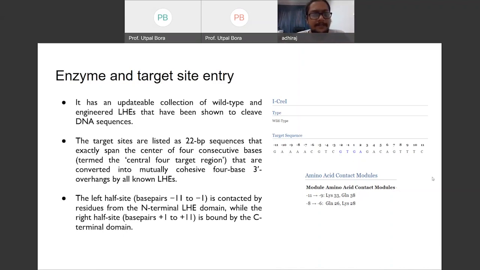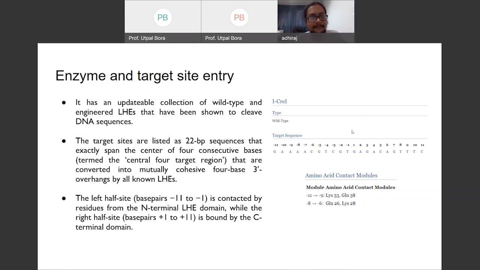It has an updatable collection of wild type and engineered LHEs that have been shown to cleave DNA sequences. The target sites are listed as 22 base pair sequences that exactly span the center of 4 consecutive bases. As I said, these 4 consecutive bases are converted into 4-base 3-prime overhangs by all LHEs. Every LHE has these 4 bases, and then they have overhang flanking regions.